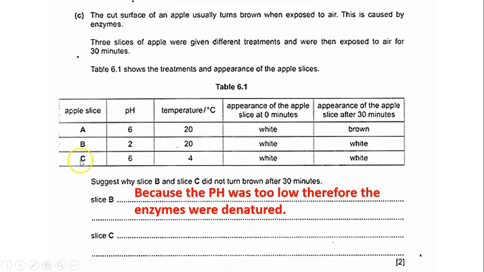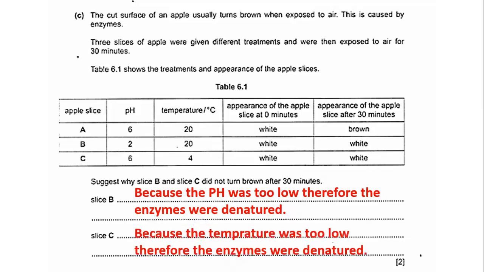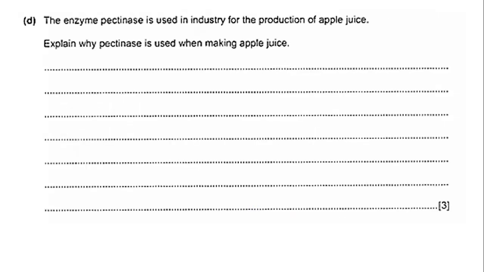What about slice C? What was the treatment? It was the low temperature, but the pH stayed the same. Again, temperature is another factor that affects the reactivity of the enzyme. So, because the temperature was too low, therefore the enzymes were also denatured.